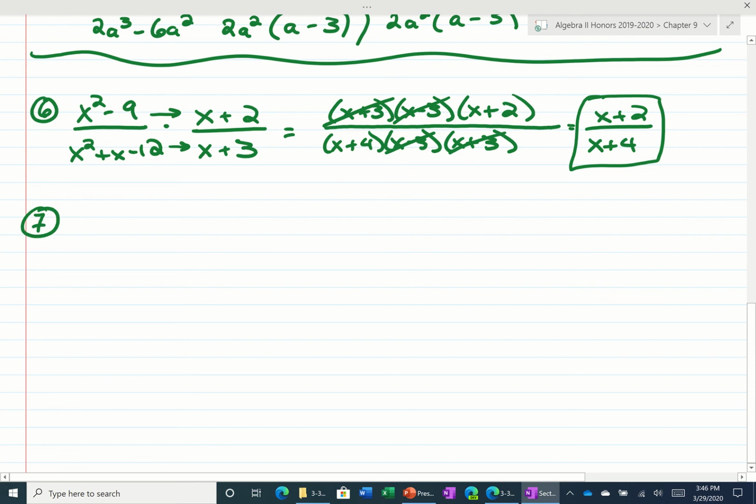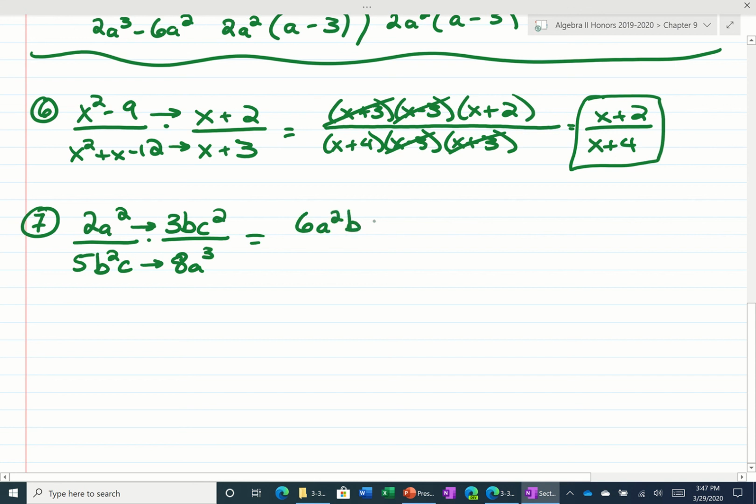How about a problem like this? 2a squared over 5b squared c times 3bc squared over 8a to the third. So one thing I would do is I would multiply the numerators, multiply the denominators, and then rearrange them so the letters are all in the same spaces. So the top would just turn into 6a squared bc squared. The bottom would turn into 40 a to the third b squared c.